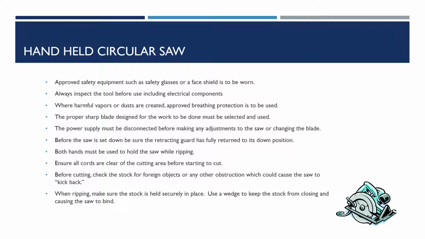Both hands must be used to hold the saw while ripping. Ensure all cords are clear of the cutting area before starting to cut. Before cutting, check the stock for foreign objects or any other obstruction which could cause the saw to kick back. And when ripping, make sure the stock is held securely in place. Use a wedge to keep the stock from closing and causing the saw to bind.